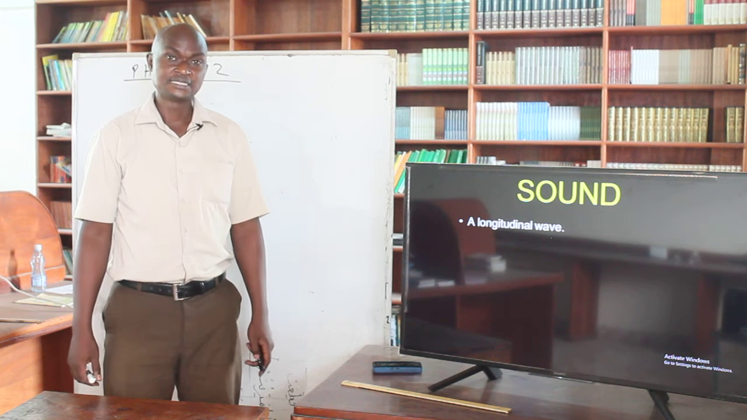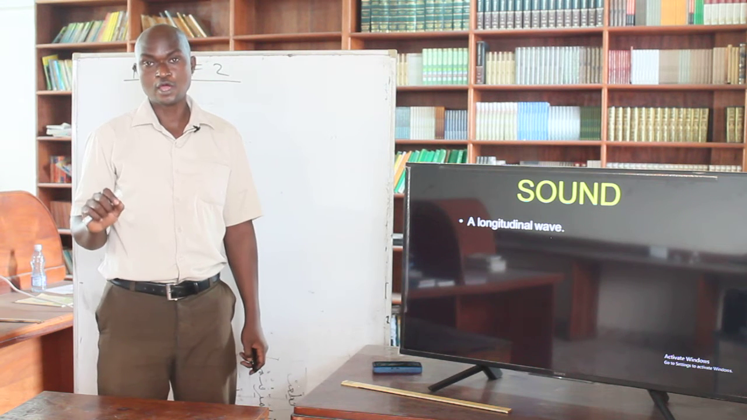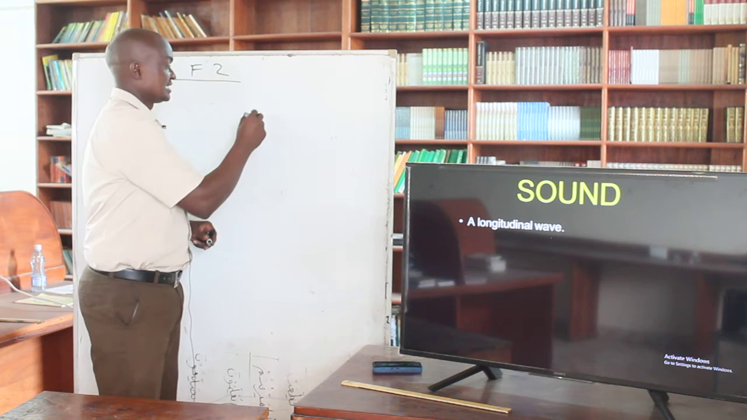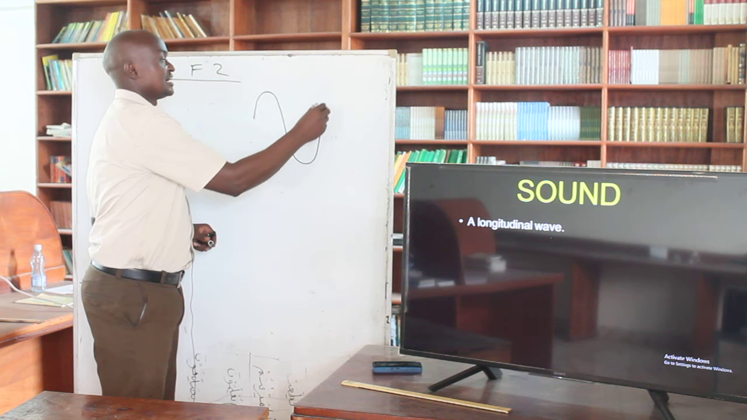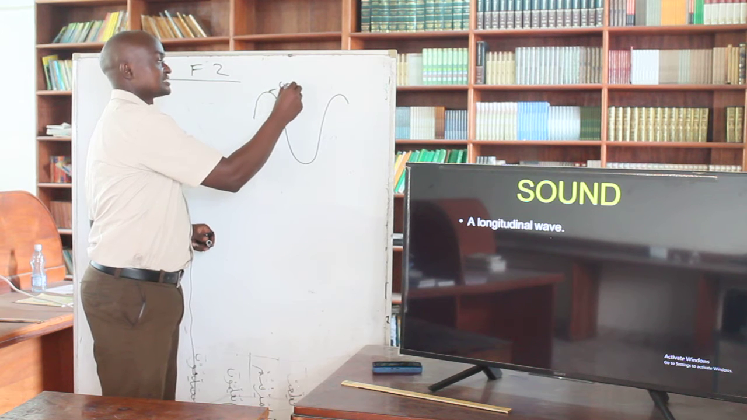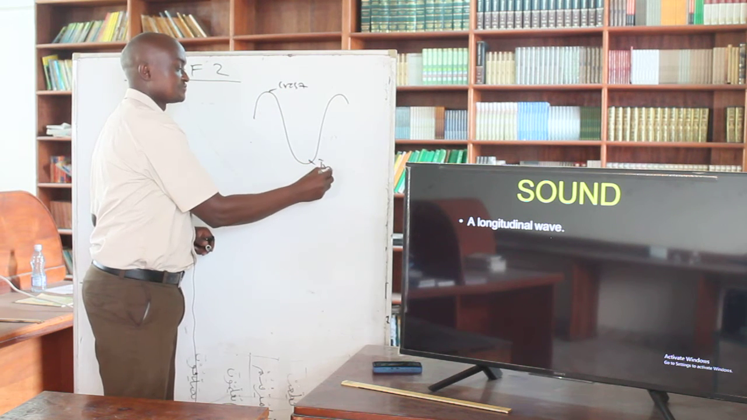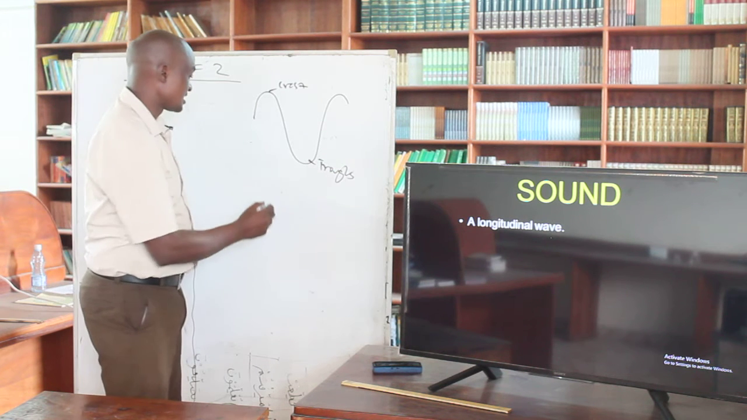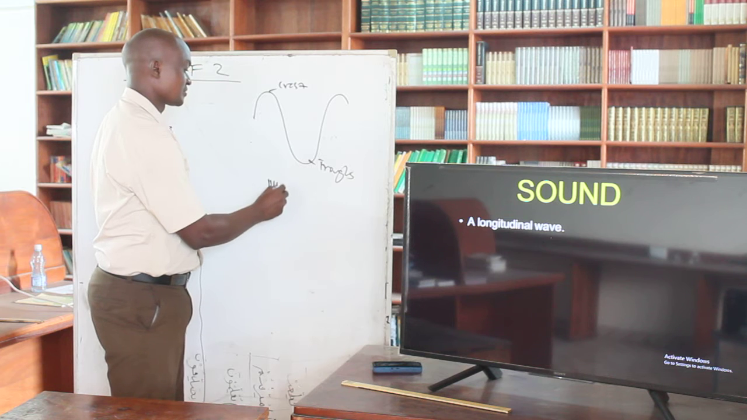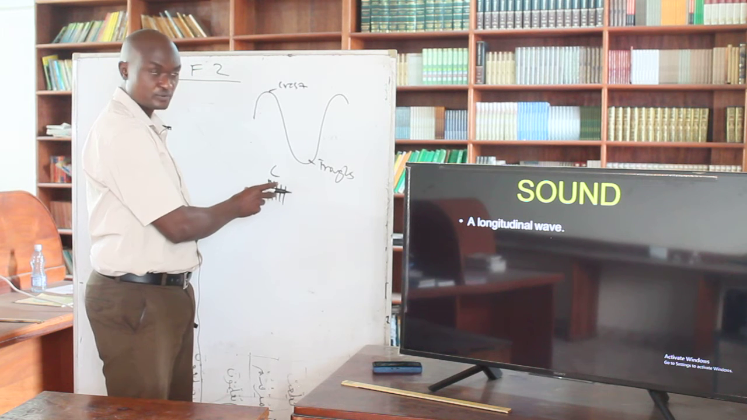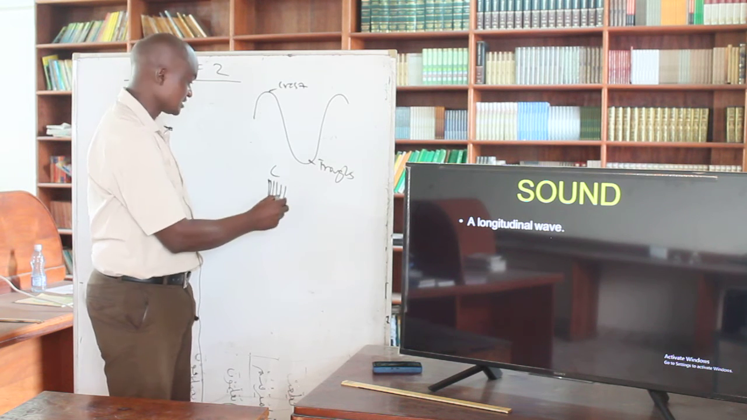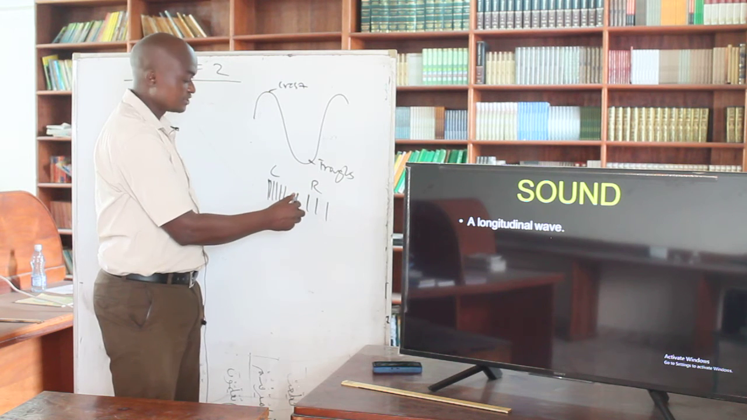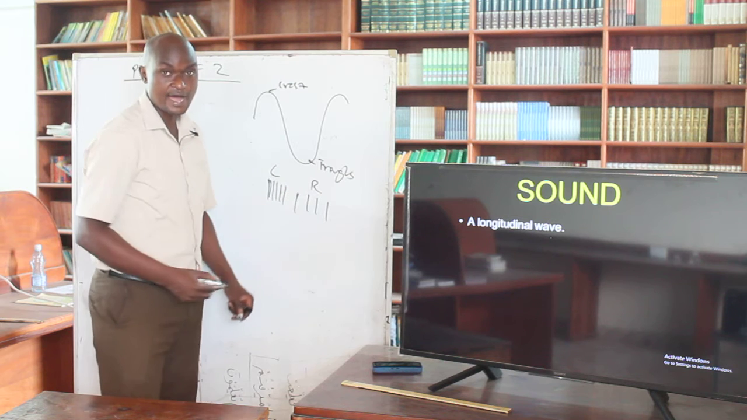So what is sound? Sound is first and foremost a longitudinal wave. We had said that we do have two types of mechanical waves. The transverse waves, which have crests and troughs. Those are transverse waves. Longitudinal mechanical waves have what we call compressions, the region where the matter through which the wave is moving is very close, and rarefactions, regions where the molecules through which the sound wave is moving are a bit far apart.